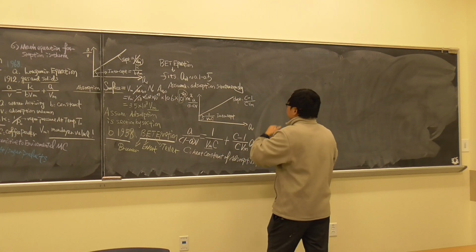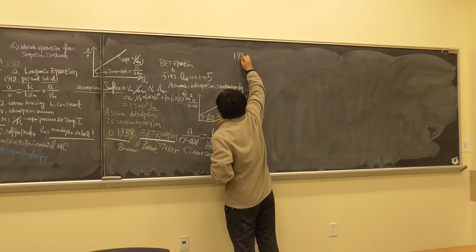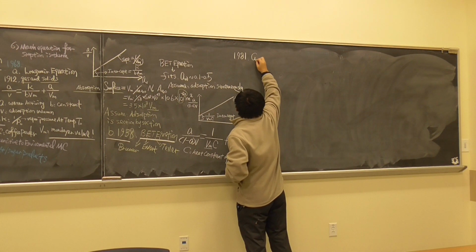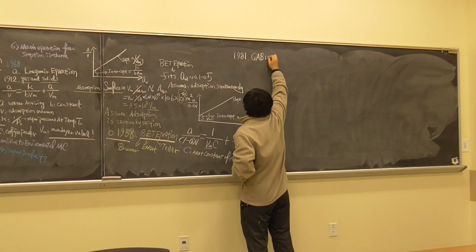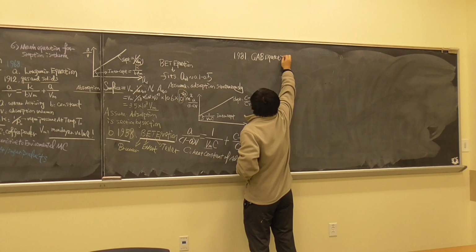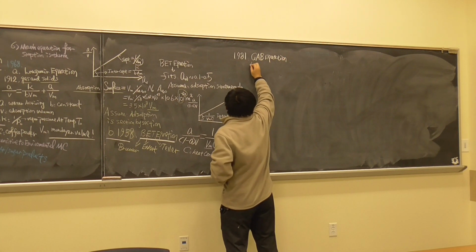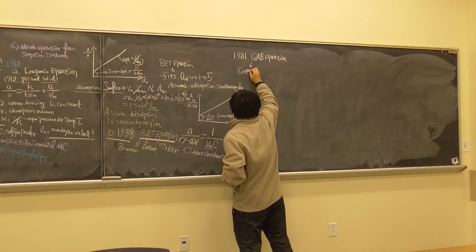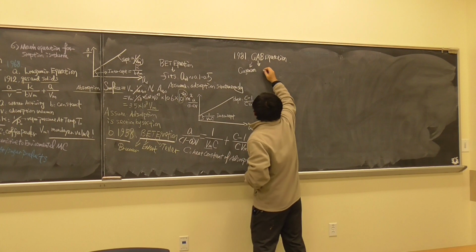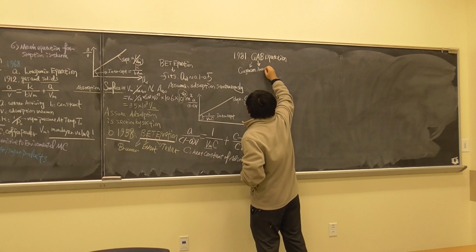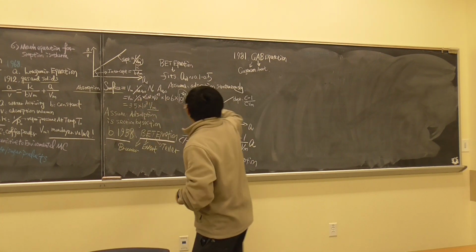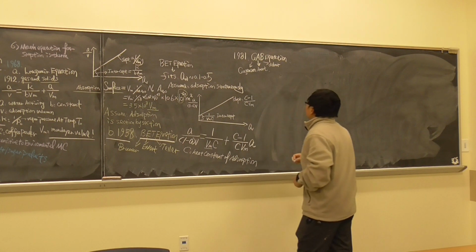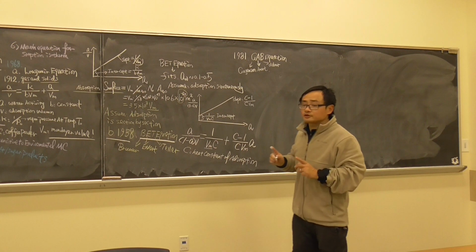But how about the others? This is very late, and right now we are using the 1981 one. There is another curve, another equation, the GAB equation. The GAB equation was created by three scientists: Guggenheim, Anderson, and de Boer. The GAB equation has two versions.